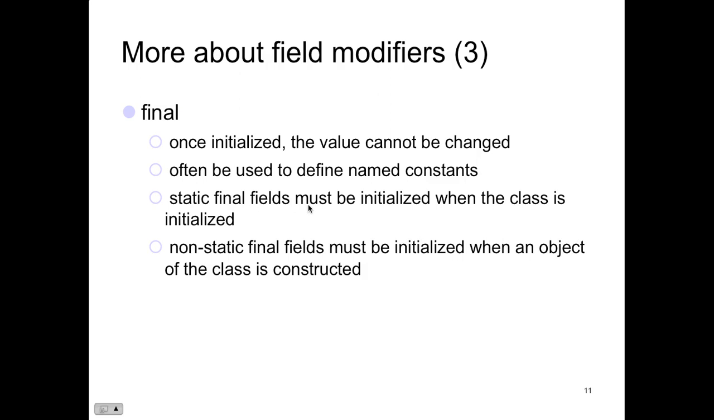So static final variables must be initialized when the class is initialized. Okay, and non-static final variables must be initialized when the object of the class is constructed. You can probably get the impression of why that would be the case. If you have a class, you're not initializing it in the class, and you're making it final, you can't use it, because once you start the driver program, it's final. You can't increment the value anywhere. So with static, you make it final static, pi is equal to 3.14. You initialize it right there as you declare it in the class.